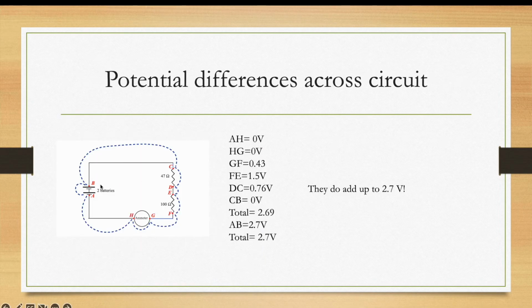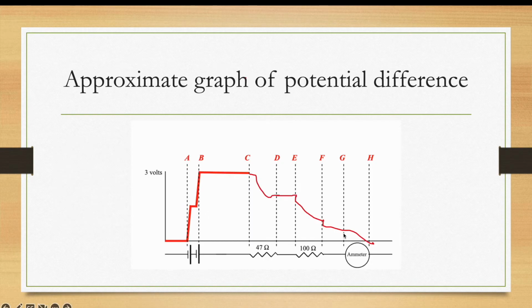Then measuring the voltage drops across the circuit, in each of these segments that you can see in here, they do add up to 2.7 volts, which was the total voltage that the battery was giving. So this is an important concept: the voltage drop across every single element of our circuit needs to add up to the total voltage that the battery is providing. Then this is the graph that I did for the approximate graph of potential difference. You can see it comes from 0, goes to 3 volts, or 2.7, and then it goes back to 0.